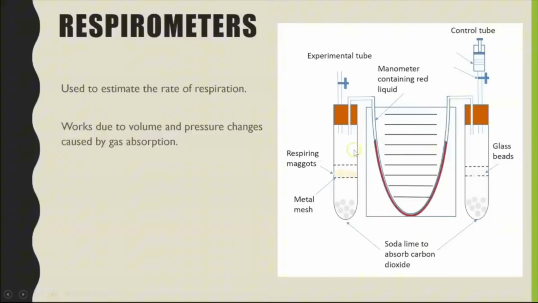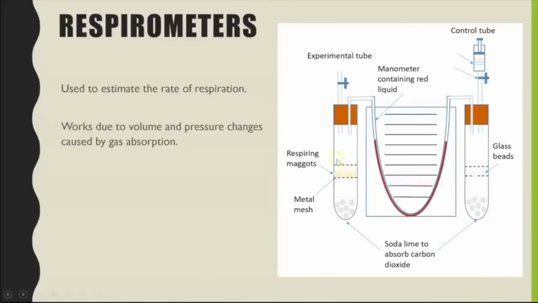Our experimental tube will have a living organism within it that will respire. Now, I'm using maggots as the example today, but just as likely you could do this experiment with woodlice or sometimes with plants, in particular peas is a common example, fresh peas which should still be respiring. In both test tubes we have soda lime. The purpose of this powder or the granules of soda lime is to absorb any carbon dioxide. So then we'll know any changes in volume are just to do with oxygen being absorbed.